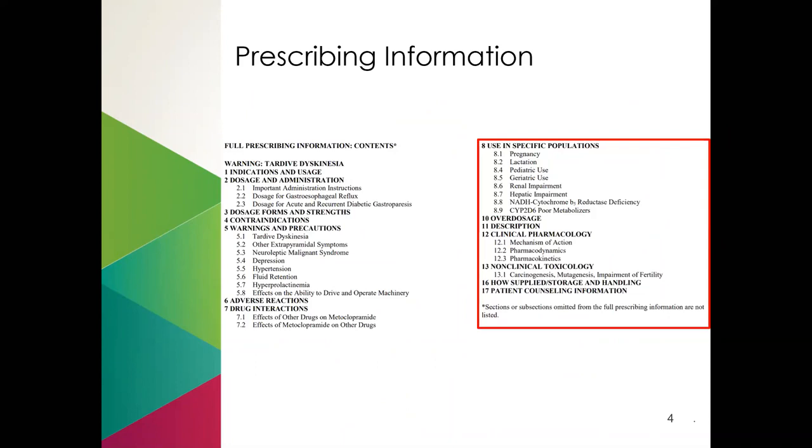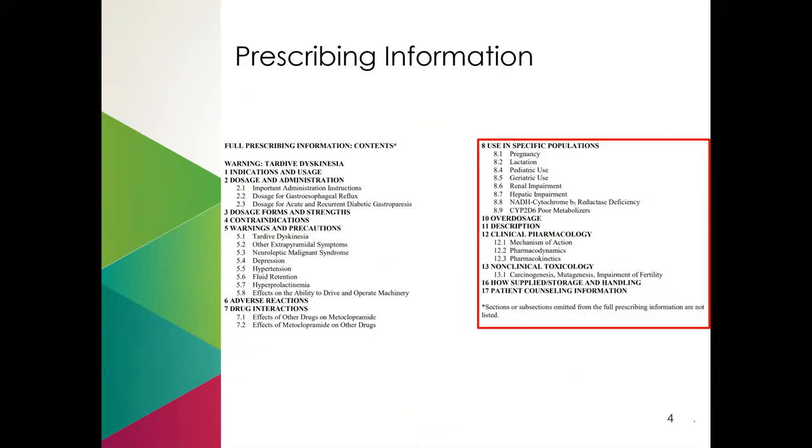So in the red box here are the rest of the sections of the prescribing information. For special populations, they always have sections on pregnancy and lactation, pediatrics, geriatrics, and hepatic and renal impairment. And then they might have a couple others that are specific to the medication.